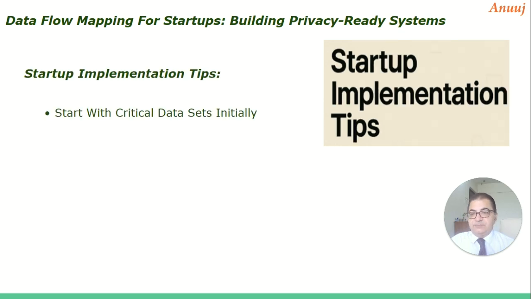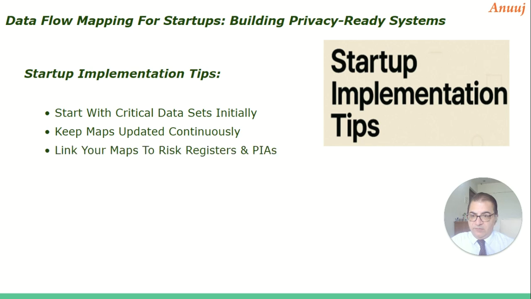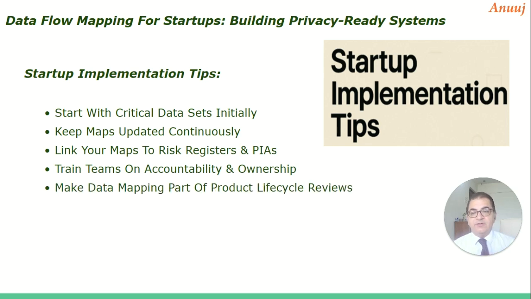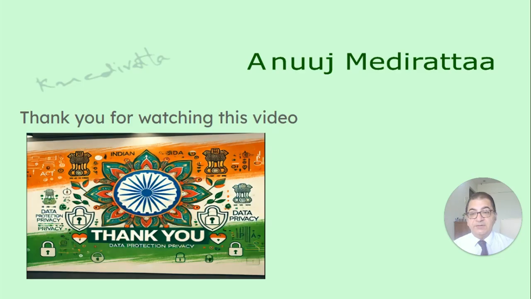As a startup, you should start with critical data sets to begin with. Keep the map updated continuously. Very important: link them with risk registers and PIAs. Train your teams on accountability and ownership. This is the most important thing. Each member of the team, each department, each individual should know what their ownership and accountability is with respect to their data, and make data mapping a part of your regular reviews. They should be rechecked, maybe as a data mapping assessment as part of your PIAs or DPIAs.